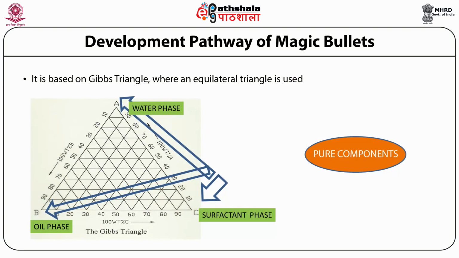The phase diagram is an equilateral triangle, and it is also called the Gibbs triangle. This triangle has three corners, A, B and C, and these corners represent the components of a microemulsion. That is, if A is the water phase, B is the oil phase, and C is the surfactant phase, then these three corners combine, and the points located inside give different proportions of the microemulsion to be prepared.